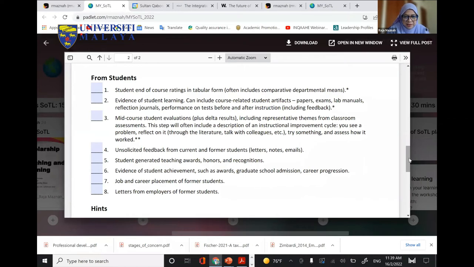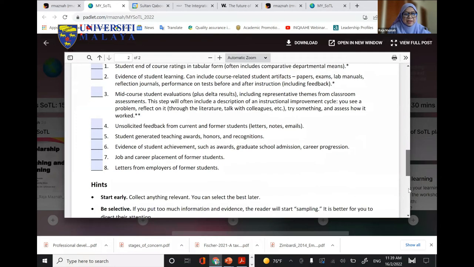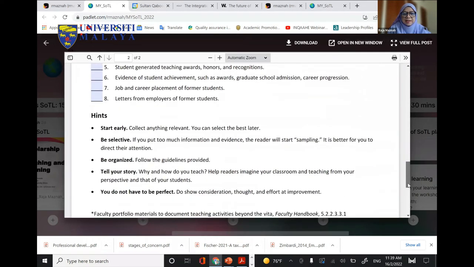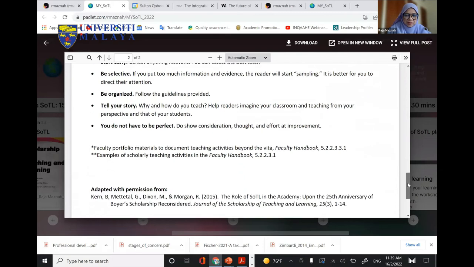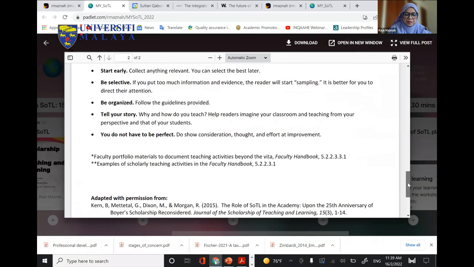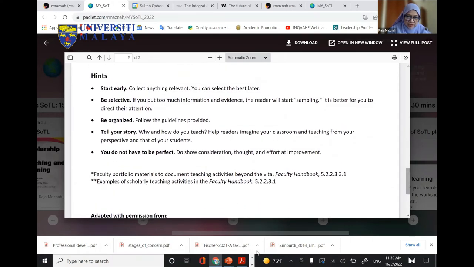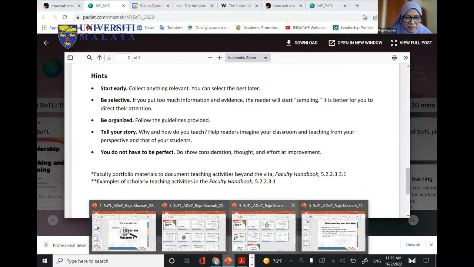And evidence of student achievement, job and career placement, letters from employers, etc. Okay, so these are some of the things that you could do to document your teaching. That's a good place to start when you are looking at doing SoTL, right?